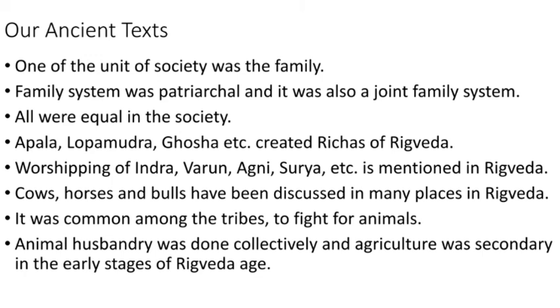Cows, horses and bulls have been discussed in many places in Rig Veda. It was common among the tribes to fight for animals. Animal husbandry was done collectively and agriculture was secondary in the early stage of Rig Veda. If you remember, we have discussed that even property of people in the time of Aryans were decided on the basis of the number of cattle that you have.